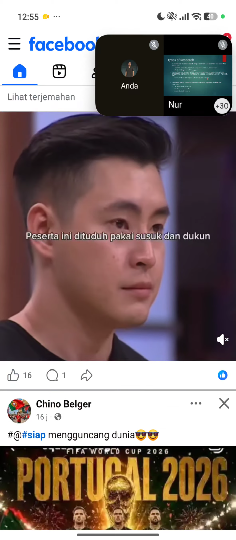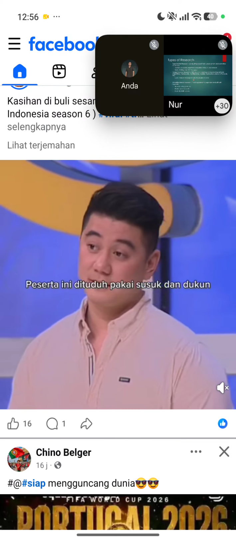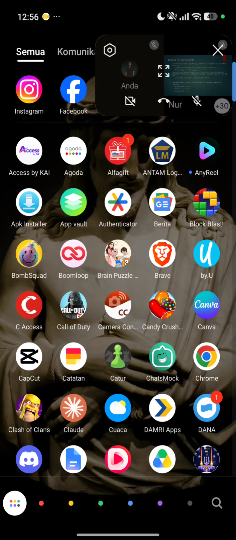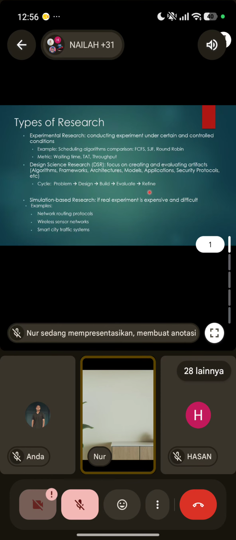Yeah, I believe that we already learned this one, when you discussed ITPM or something. Now the last one is actually simulation based research.